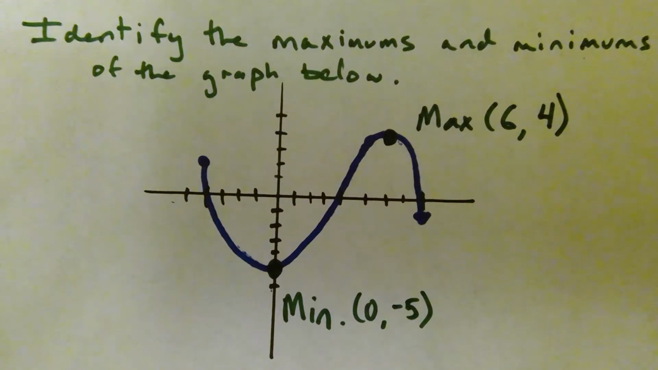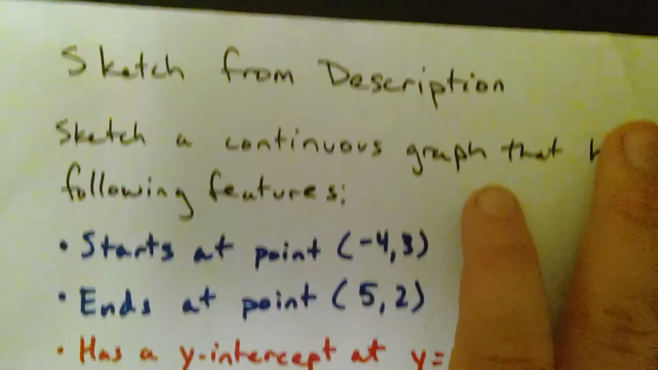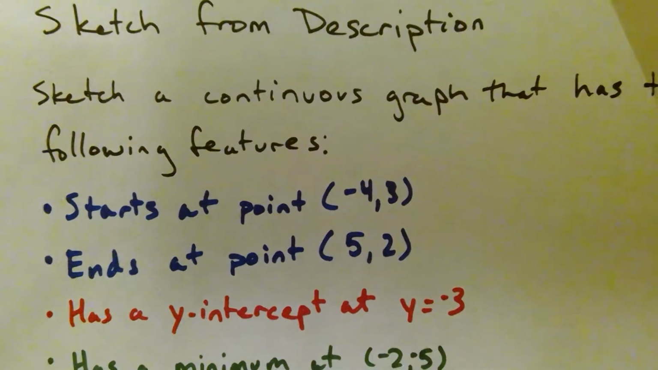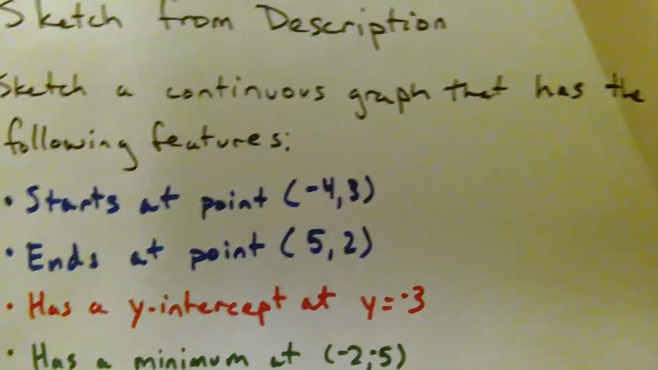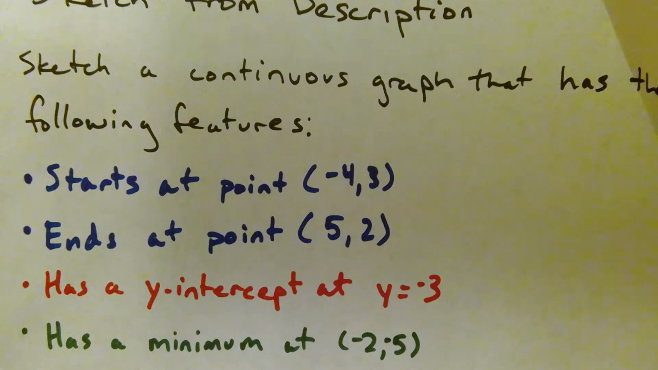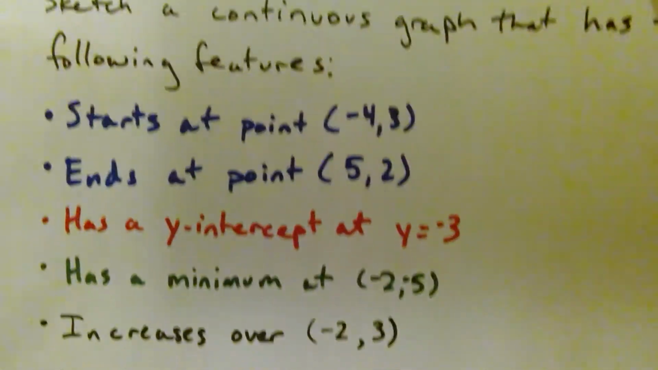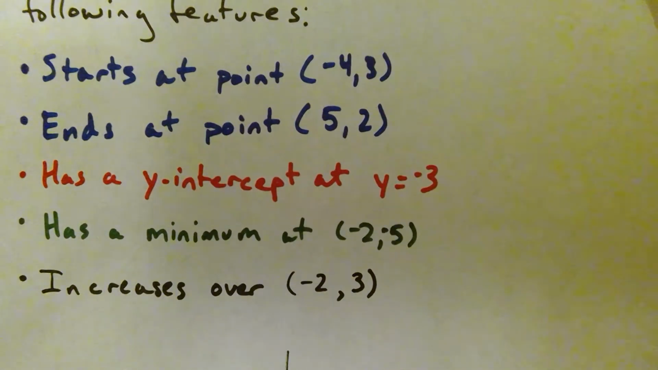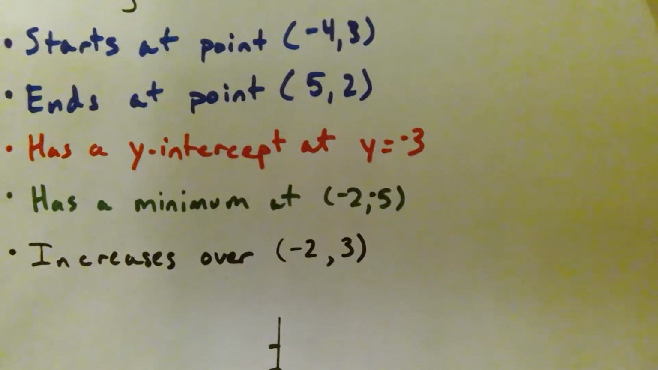So we talked about 3 features: intercepts, intervals of increase and decrease, and minimums and maximums. Now what we're going to do is put all of those together and take what we know from that and sketch our own continuous graph. Continuous means that it's going from left to right. It doesn't stop in the middle. So we've got 5 bullet points here that we're going to follow. I'm going to try to color code this for us so we can see what's going on. Let's see what we got first.